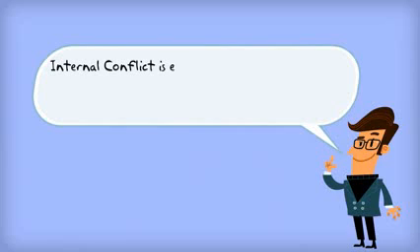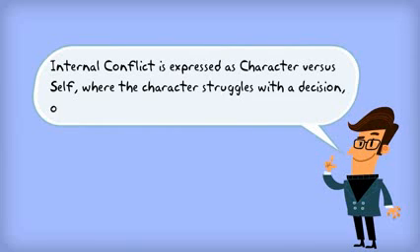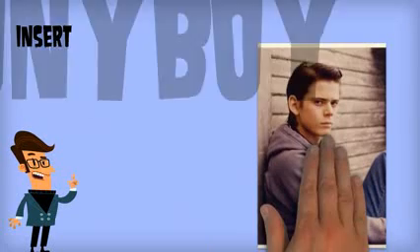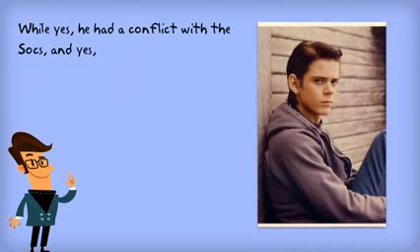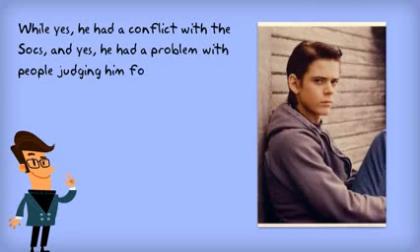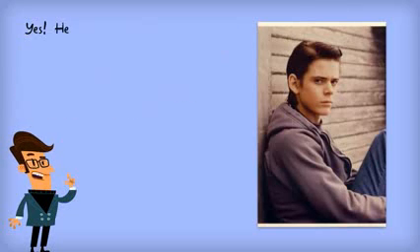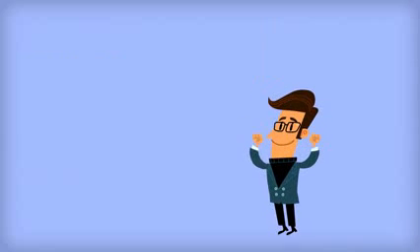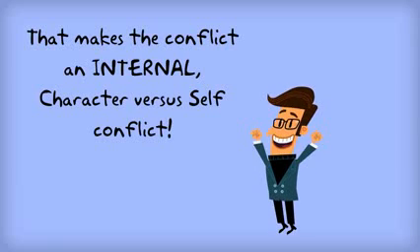Internal conflict is expressed as character versus self, where the character struggles with a decision or with his or her own identity. Insert Ponyboy Curtis. So while yes, he had a conflict with the Socs, and yes, he had a problem with people judging him for being a greaser, can you spot another conflict that he might have experienced? Yes, he also struggled to figure out his own identity throughout the book. That makes the conflict an internal character versus self conflict. Good work.